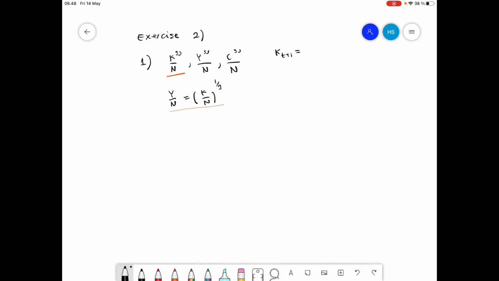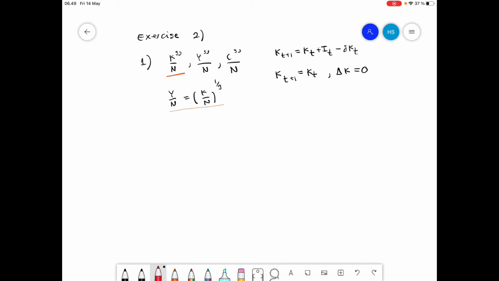Well, we recall that the capital stock in period t plus 1 is equal to the capital stock in period t plus investments minus depreciation of capital. In steady state, we impose the steady state condition, and that is that the amount of capital that we have in period t plus 1 is equal to the amount of capital that we had in period t. In other words, the change in the capital stock in steady state is equal to 0.